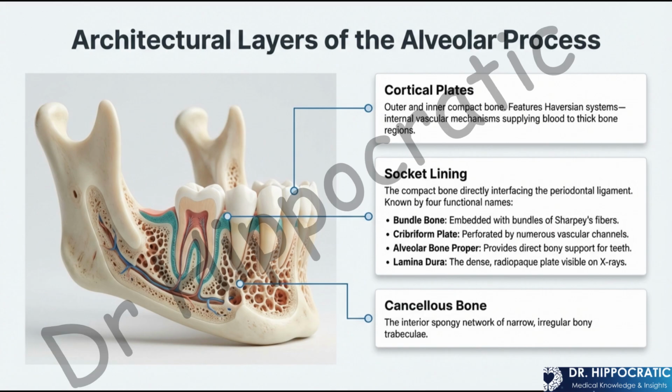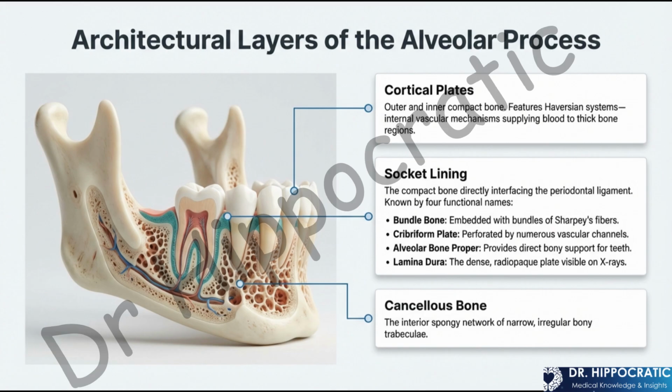That's brilliant. And then there's the actual socket lining, the very edge of the bone where the tooth physically sits. The terminology in the atlas gets a little intense here. It gives this lining 4 different names depending on what function you're looking at, yeah. Right. Biologically, it's called bundle bone because it houses the thick bundles of fibers from the ligament. Anatomically, it's the cribriform plate because it's perforated like a sieve with tiny blood vessels. Okay, and structurally? Structurally, it's the alveolar bone proper because it provides the direct bony support.